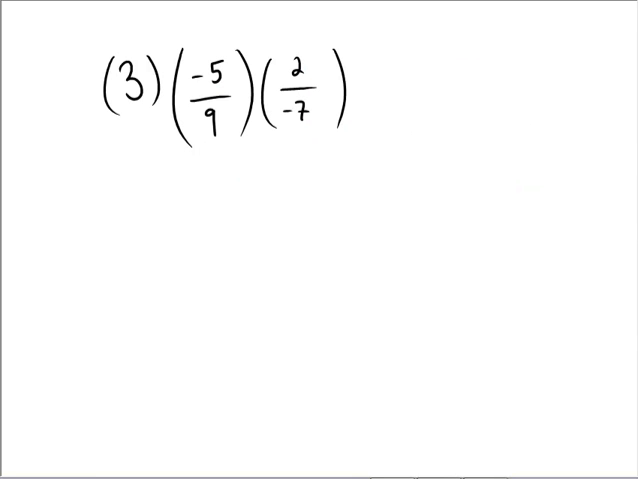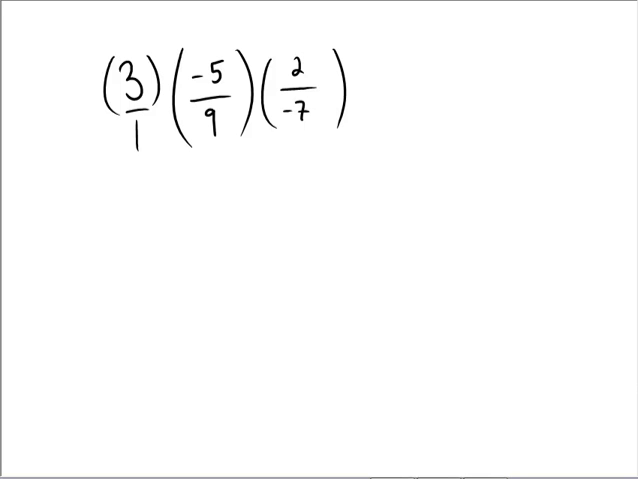Okay, pause the video and see if you can do this one on your own. Assuming you paused for a moment and tried it out, I'm going to put the over 1 here for simplicity, so you can see numerators and denominators. Again, we have two negative signs, so therefore our net result is going to be a positive number. I'm anticipating a positive number.